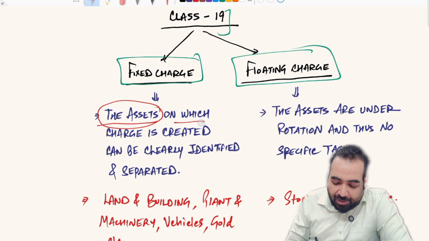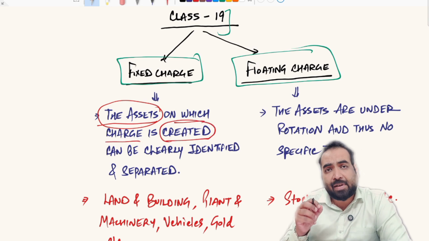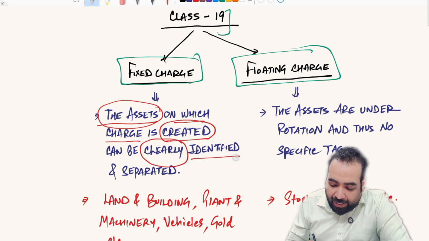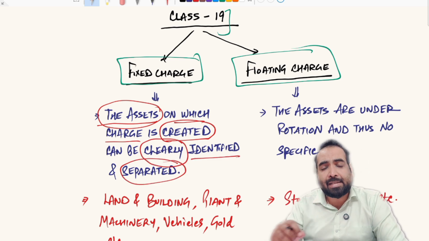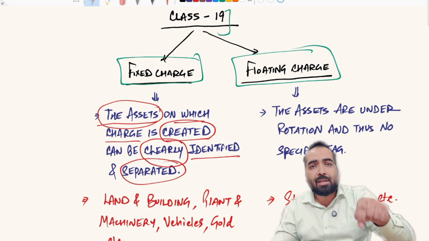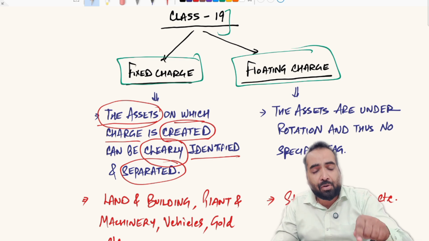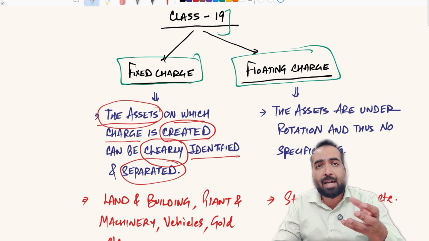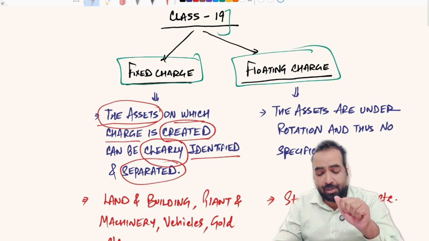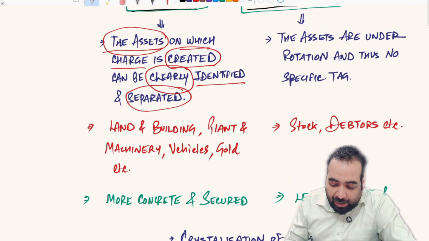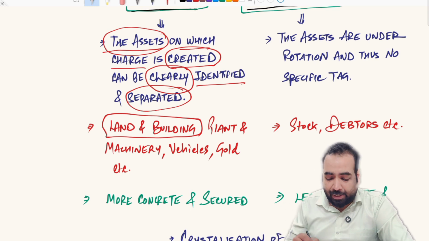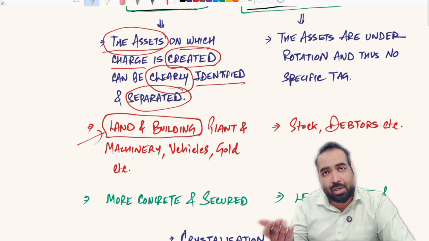The assets on which charge is created, the assets which are given as security, can be clearly identified and separated. You can clearly say that this is the security that belongs to me, on this security I have given the loan. For example, in a car loan, you can clearly identify your car, which you have financed to the borrower. In land and building also, you can clearly identify which asset belonged to you. In land and building, we are doing mortgage.